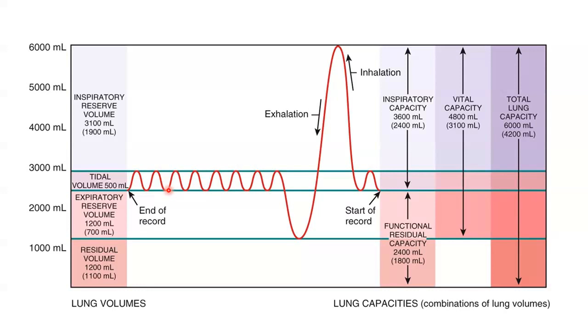Minute ventilation is the total volume of air that is inhaled and exhaled each minute. And it's calculated as respiratory rate, or how many times you breathe in and out in 1 minute, multiplied by this tidal volume. So let's say that the average person breathes in and out 12 times per minute. Their tidal volume is half a litre or 500 millilitres. Their minute ventilation would be 6 litres per minute. We breathe in and out 6 litres of air every minute.